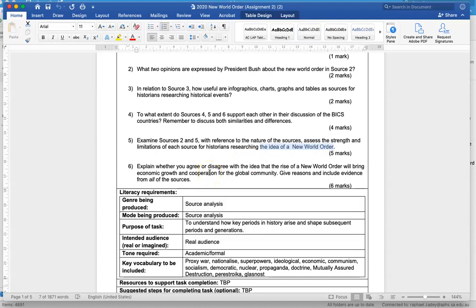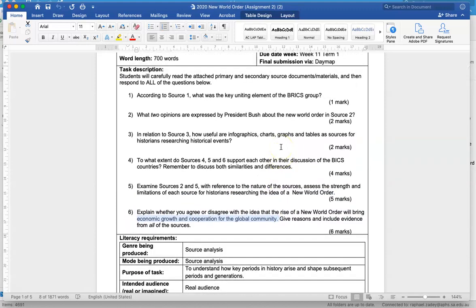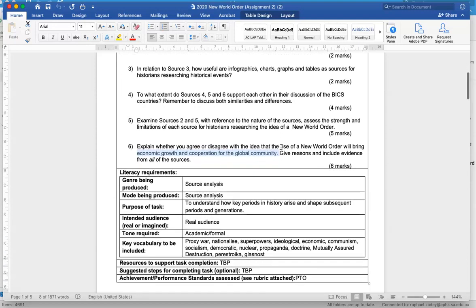And finally, in question 6, and you'll always get this as the last question in the source analysis, it gives you an idea or an opinion and then asks you to go through all of the sources and say how does each contribute or not contribute to the idea. In this case, the idea being raised is that the New World Order will bring economic growth and cooperation for the global community. Now remember, with each of these questions, when you refer to the sources, always use information or quotes from the source itself to support your answer.